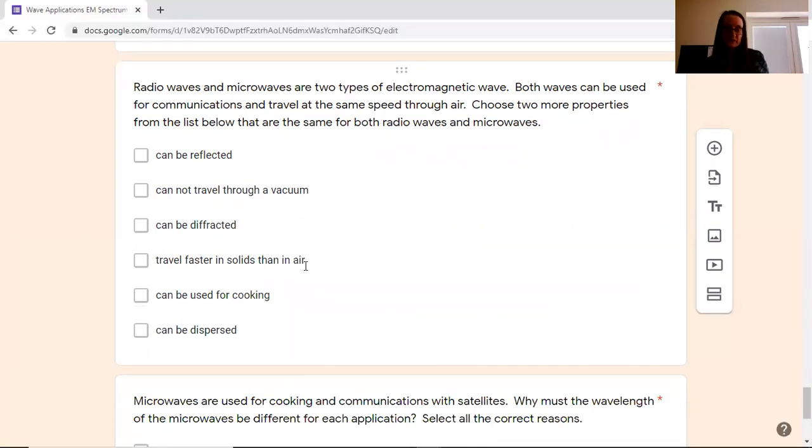They don't travel faster in solids than in air. That's sound. They can be used for cooking. I've never managed to cook with a radio. And they can be dispersed. No, dispersion is where you've got lots of wavelengths and you spread them out. So I suppose within radio waves there is a variation, but realistically what the question is looking for here is can be reflected and can be diffracted.